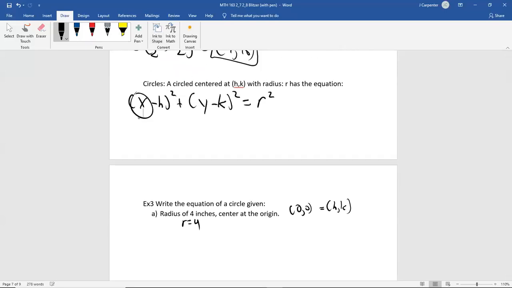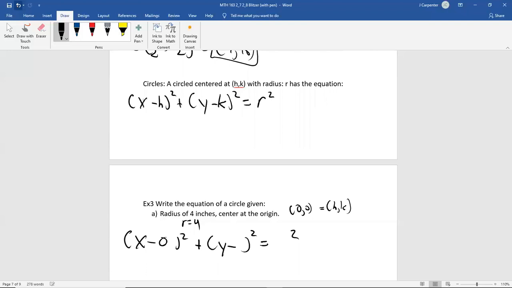You do not plug anything into x, you do not plug anything into y. You leave them as x and y. So it goes parentheses x minus something, and then you'll square it, and a plus, a parentheses with a y minus something and squaring it, and then equals whatever your radius is, but squared. Just cookie cutter.